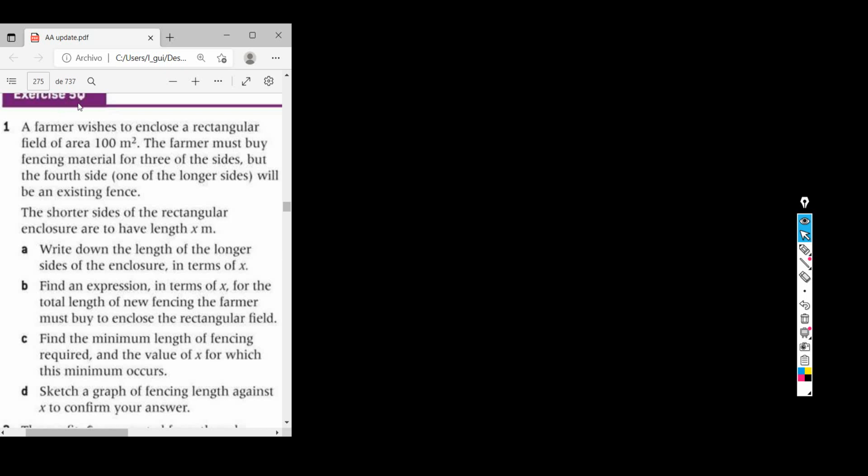So this is exercise 5Q and problem number 1. So let's see. We have a farmer that wishes to enclose a rectangular field of area 100 meters square. The farmer must buy fencing material for 3 of the sides, but the fourth side, one of the longer sides, will be an existing fence. So let's make a pause right here, guys, and let's already address this paragraph.